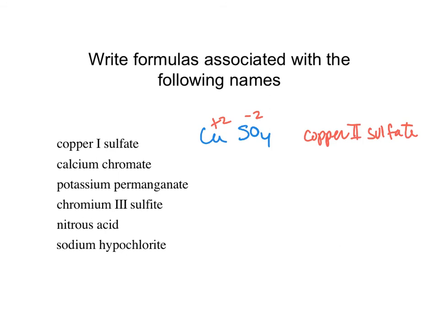You want to put the Roman numeral in there because it's a transition metal. Next one is going to be calcium and chromate. There's a couple more I want to show you as well. So calcium chromate is going to be calcium, and chromate is CrO4 with a 2 minus, calcium's got a 2 plus, and so that will be the formula.